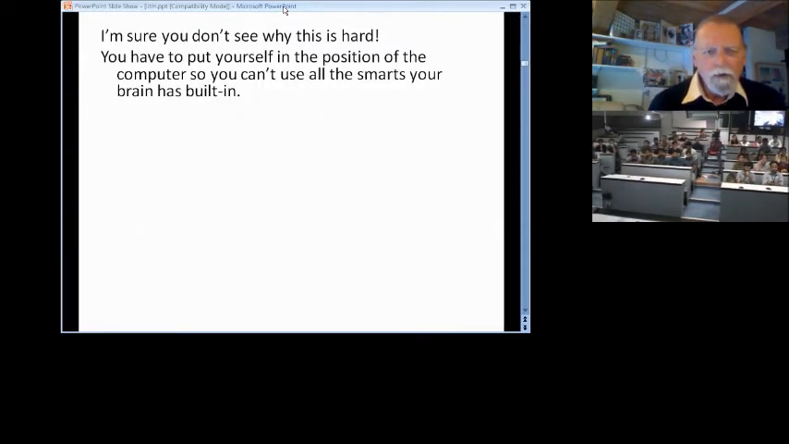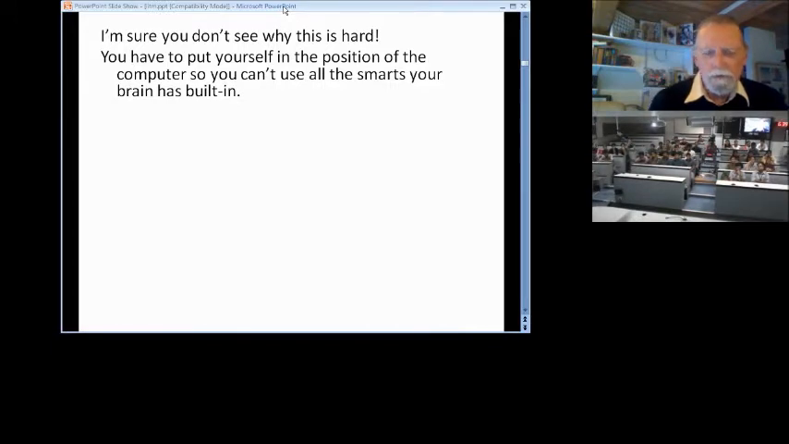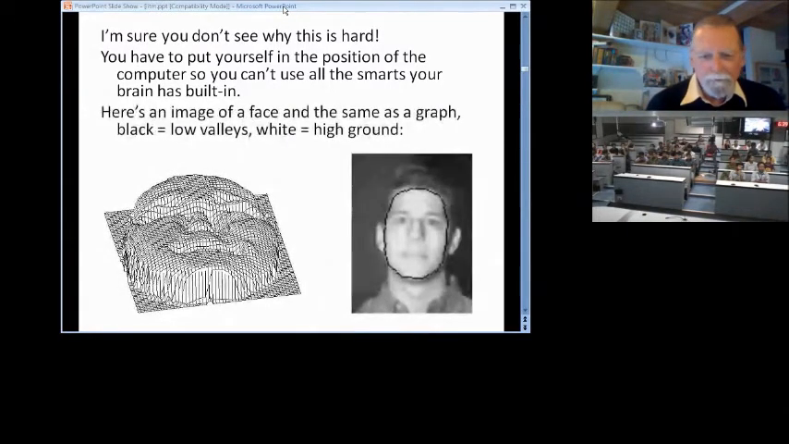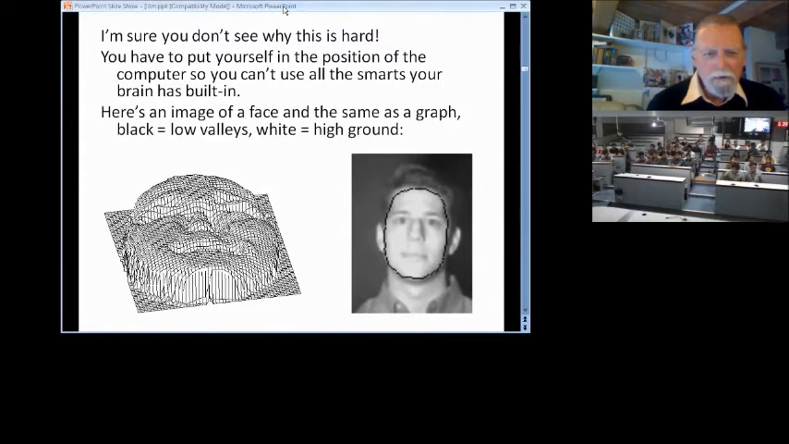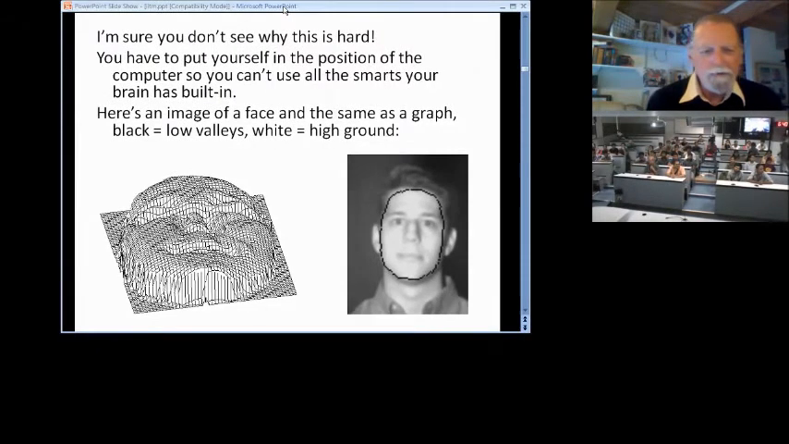Now, why is this problem hard? Well, I think the easiest way to explain it is you have to put yourself in the position of the computer. So here you have a graduate student, and we've drawn a circle around his face there on the right. And there on the left is his picture, but now it's made into a graph, so that the white areas of his skin are high, and the black areas, for instance the pupils of the eyes, are low. You can look at that as a weird sort of mask, and say, all right, that's obviously a person.